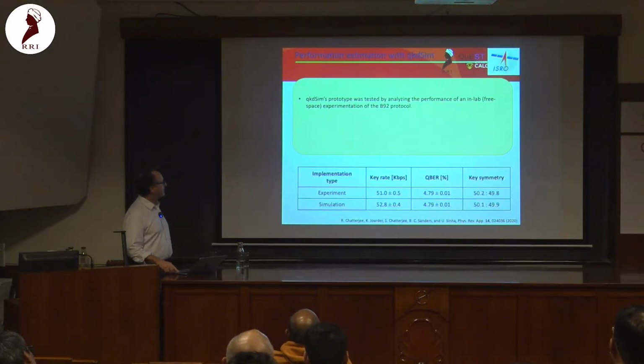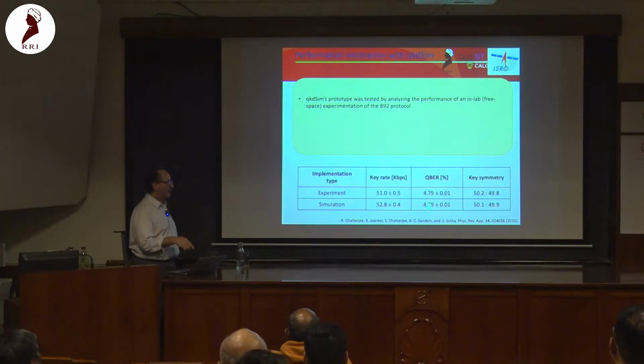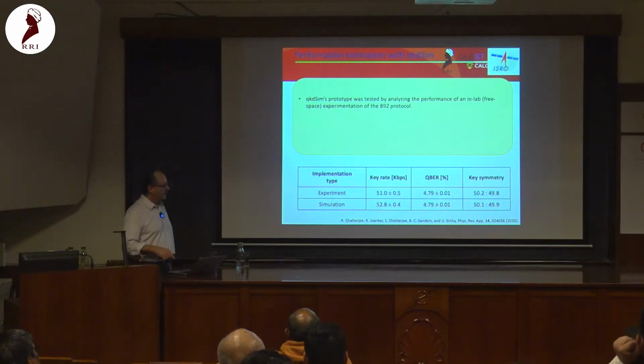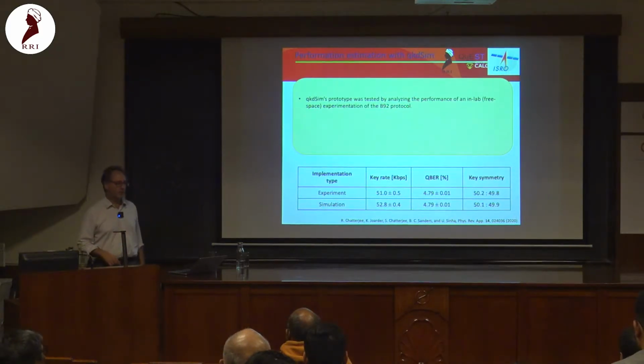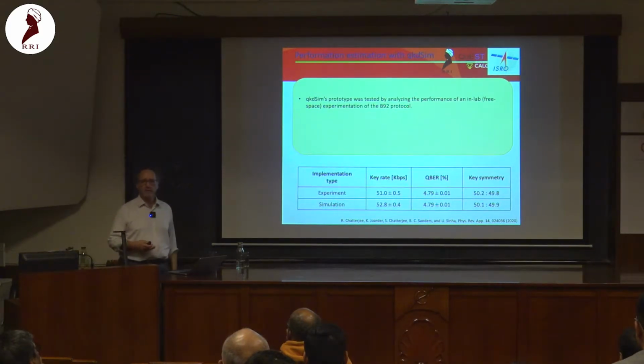Okay, and then it was tested on B92. I said this from the abstract, but this shows again the key rates, the quantum bit error rate as a percentage, and key symmetry. For our purposes, we think this is excellent agreement. It's good enough to plan things and anticipate how much key would be generated.